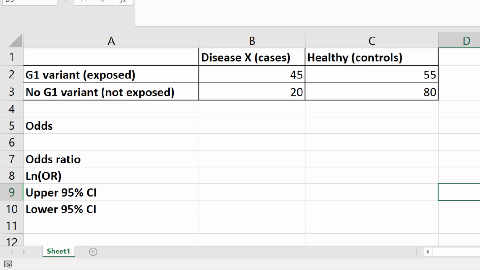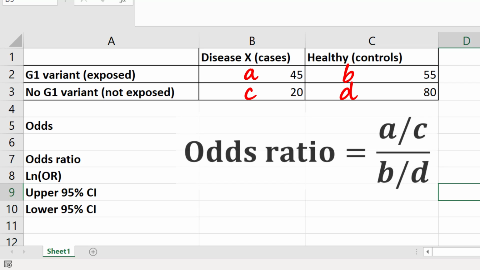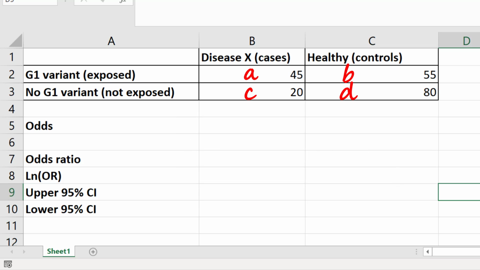So how do we go about calculating the odds ratio? If I assign letters to each cell in the grid, I can then reveal the odds ratio formula. This is quite easy to understand. Firstly, we must divide A by C. Then we separately divide B by D. Finally, we divide the first answer by the second answer, which gives us the odds ratio. Let's now go ahead and perform this using my example data.